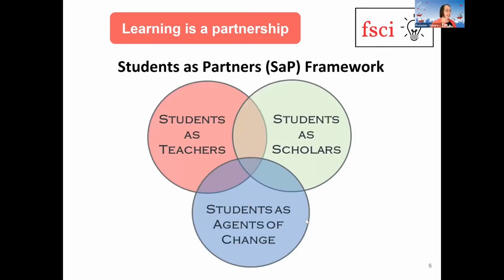And if we take another look at students as partners, you can see some of the roles that students can play. Students as teachers to themselves, to each other, to us. Students as scholars in their discipline, in their interests, in looking at teaching and learning. And when you bring these together with all of these things that students do in their interactions with us and with each other, students become agents of change.